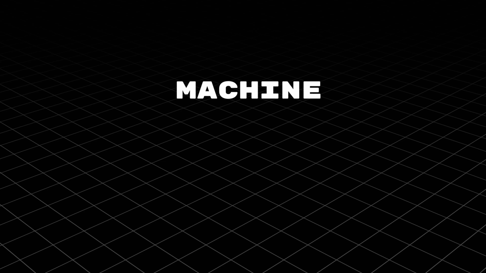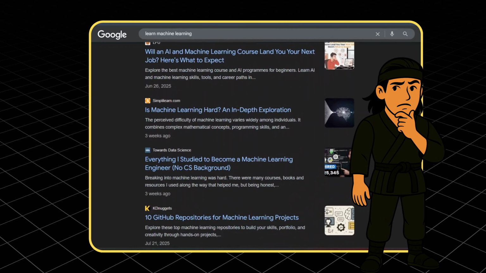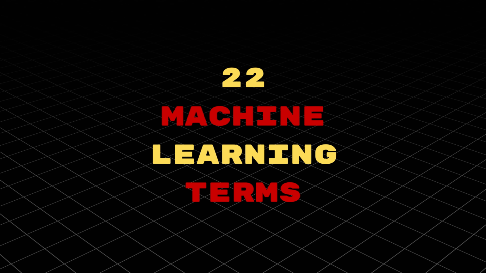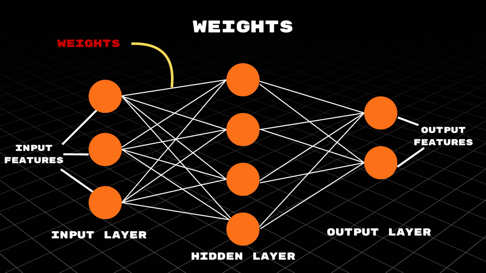If you're stepping into machine learning engineering, there are some terms you will hear so often they will become second nature to you. Today I'm going to walk you through those 22 essential machine learning terms, each explained simply. So let's get started.